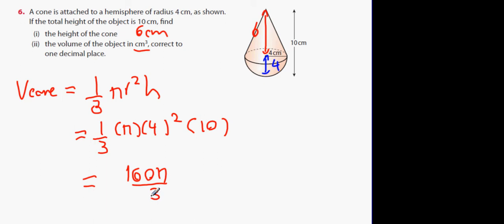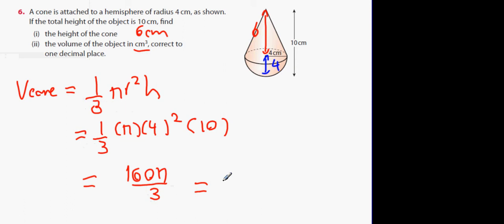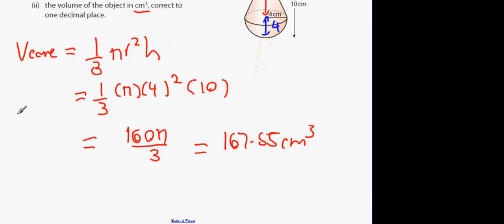Will somebody change that into decimals for me? Okay, so that is 167.55. Don't round it off to one decimal place just yet. Leave that to the very end. Gives you a more accurate answer.